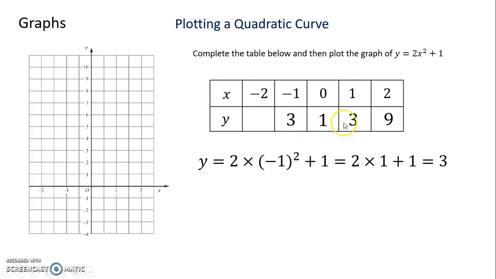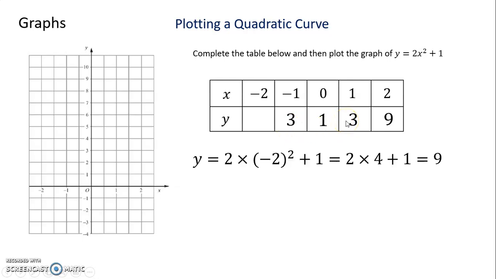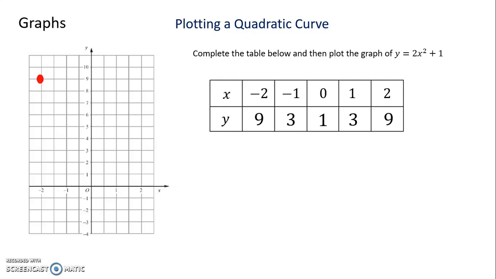So I'm getting this reflection again. And then when x is negative 2, I'm going to square that, and that will give me positive 4. Multiplied by 2 gives me 8, and add 1 gives me 9. And now I can plot my points. Negative 2, 9. Negative 1, 3. 0, 1. 1, 3. And 2, 9.